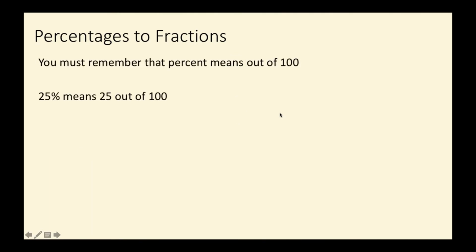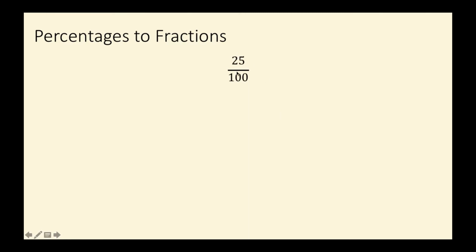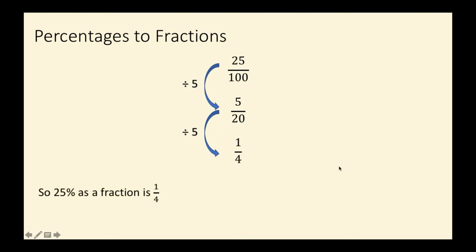Next one. Right, 25 this time. 25% means 25 out of 100. So let's cancel it down. Now, this one's a bit different. What goes into both 25 and 100? Well, another tip to let you know, if both of these end in either a 5 or a 0, I know I can divide by 5. 25 divided by 5 is 5, and 100 divided by 5 is 20. Now, again, both end in 5 or 0, so I can divide by 5 again. 5 divided by 5 is 1, and 20 divided by 5 is 4. So, 25% as a fraction is 1/4.